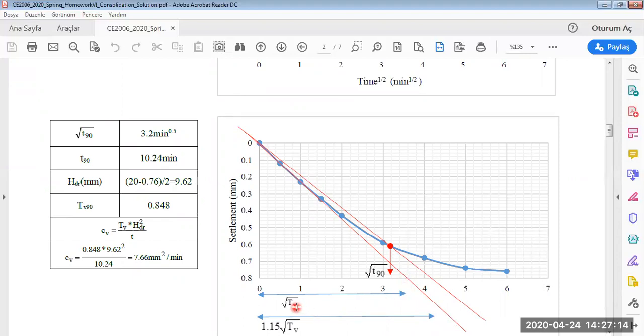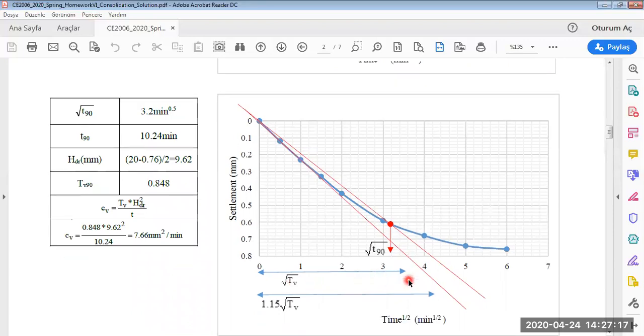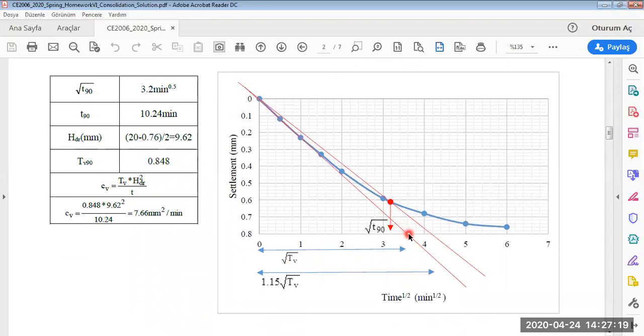Here is the square root of time, and we read the number from here. 1.15 times this value is another point recorded here, and we draw another line from this point which passes through these points. As you see, this is the second point we defined, and the intersection point gives the square root of time for the consolidation.